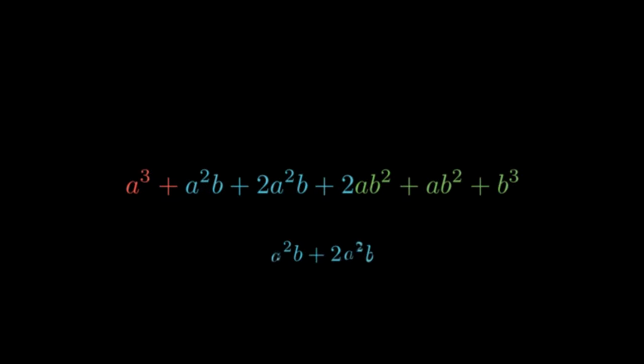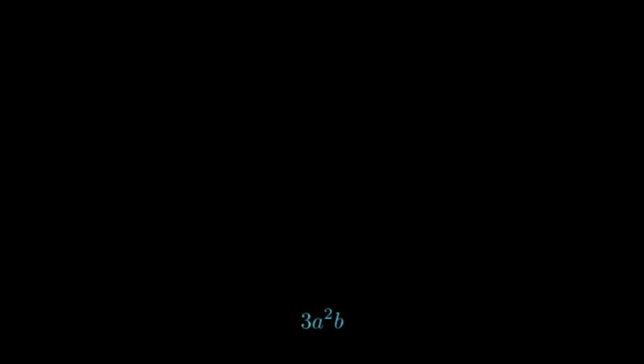Let's start by focusing on the blue terms containing a squared b. We have a squared b plus 2a squared b. When we combine these terms, we get 1a squared b plus 2a squared b, which equals 3a squared b. Now let's look at the green terms containing ab squared. Here we have 2ab squared plus ab squared. Combining these terms gives us 2ab squared plus 1ab squared, which equals 3ab squared.